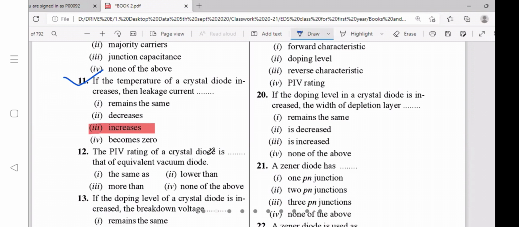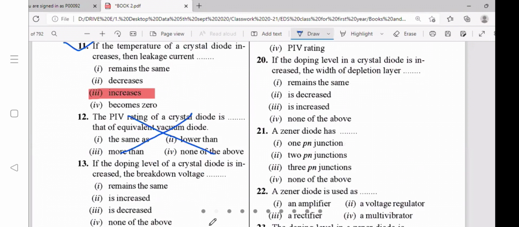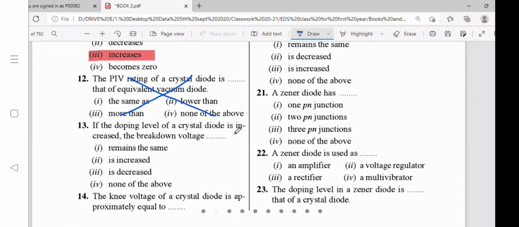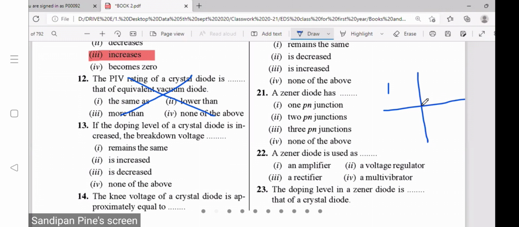The PIV rating of a crystal diode is that of an equivalent vacuum diode. That also cannot be told because it depends on doping. So question number 12 is also a wrong question. If the doping level of a crystal diode... PIV, peak inverse voltage. We have told PIV is peak inverse voltage. In the reverse characteristic, this is called breakdown.